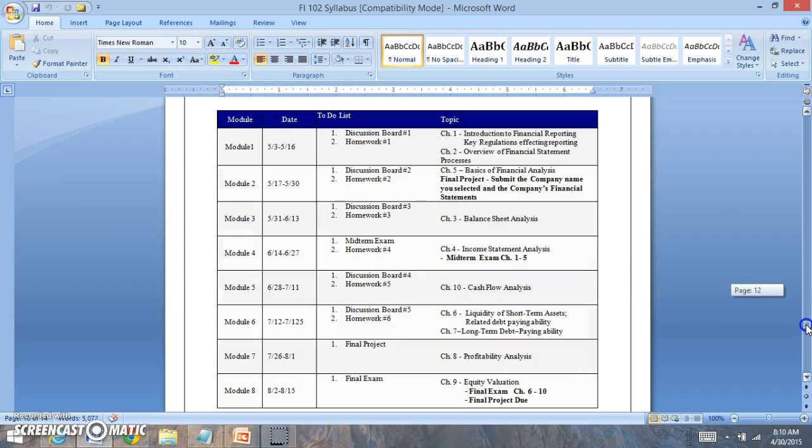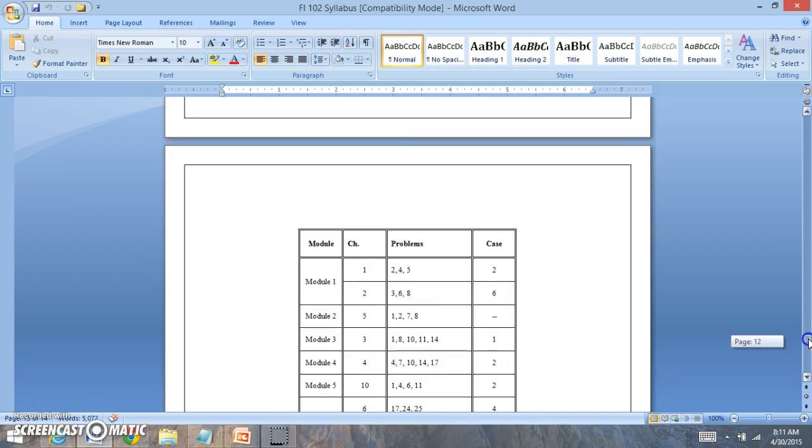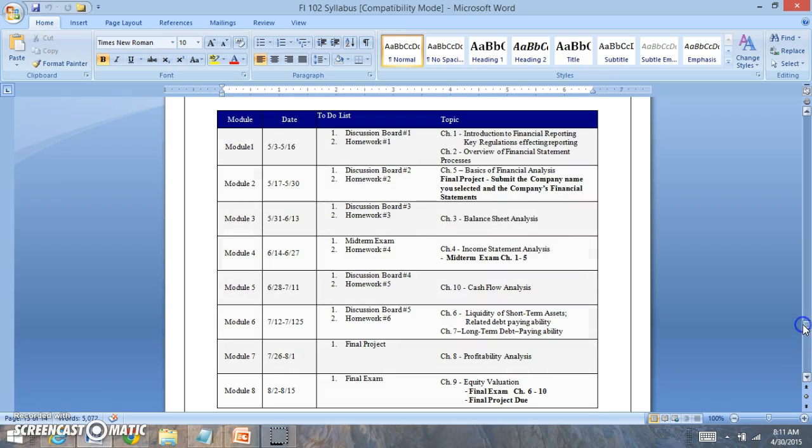Now, here's the important part of the course. You'll notice right here, here are your problem sets that you're going to have to complete. Okay? Chapter, here's the problem, and here's the case number. So this is what you're going to be completing. Here are the due dates and the schedule right here. So Module 1, you're going to be doing discussion board number 1 and homework number 1. All of this should be completed by the 16th. But I'll break it up into two different modules you'll see on the home page. Okay? So then Module 2 will last for 2 weeks, and you'll be covering discussion board 2 and homework number 2. It'll be covering this information right here.